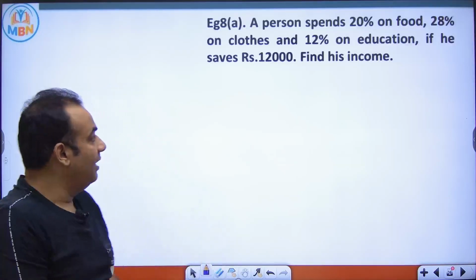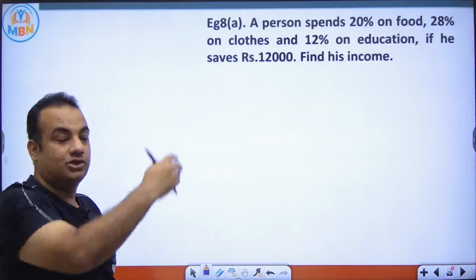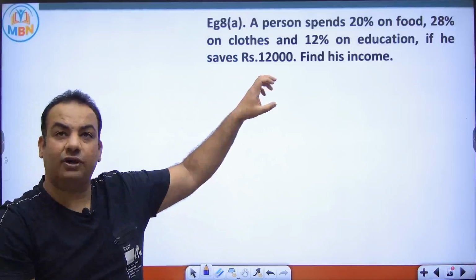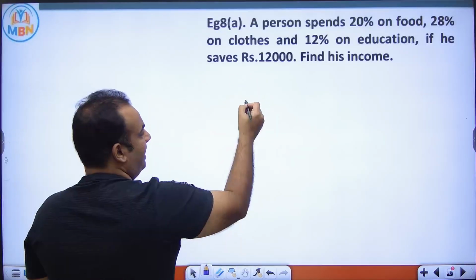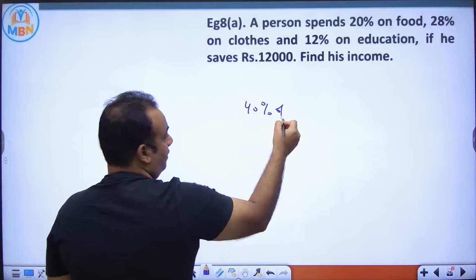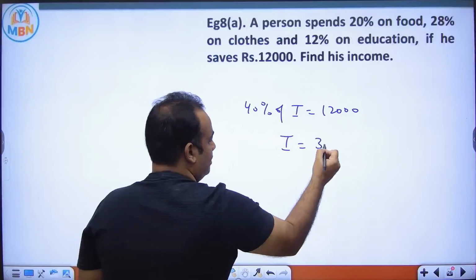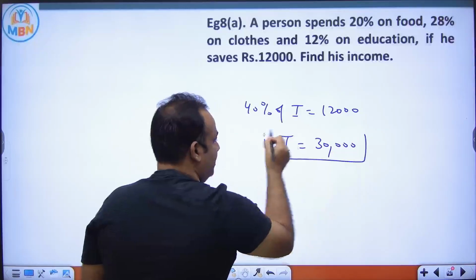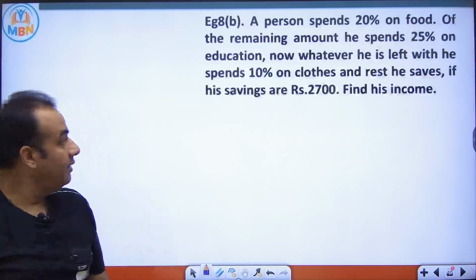So what is given? A person is spending 20% on food, 28 on clothes, 12 on education. So how much he spent? 20, 28 is 48 plus 12 is 60. 60% he spent. So what is left? 40%. Let the income be I. So 40% of I is equal to 12,000. From here you can get the value of I, which is 30,000. His income is 30,000. Very, very easy question. Okay. Now see the next question.